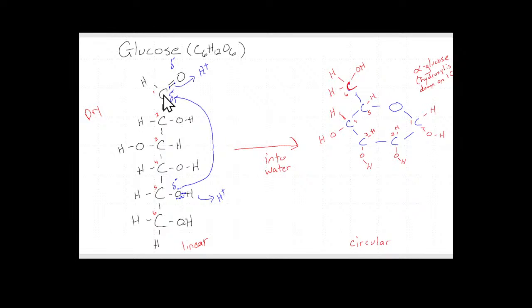Just a side note, when a carbonyl is at the end, it's called an aldehyde. In fructose, the carbonyl is actually on the 2-carbon, and because the carbonyl is not on an end group, fructose is what's known as a ketone. But anyway, going back to what happens as we take this molecule and put it into water.